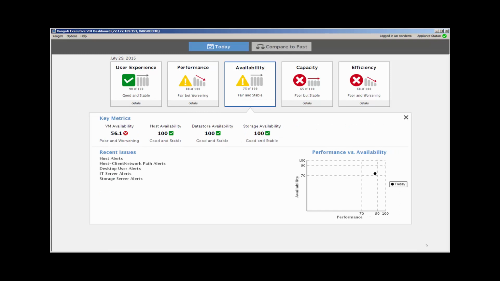Now, performance is no good without availability, so how stable is the environment? Are things up and running? When it comes to hosts and data stores in the storage system, they might be having some performance issues now and then, but they're up.